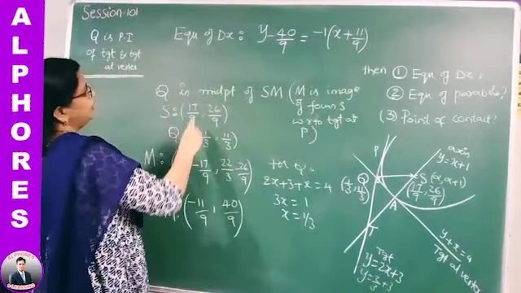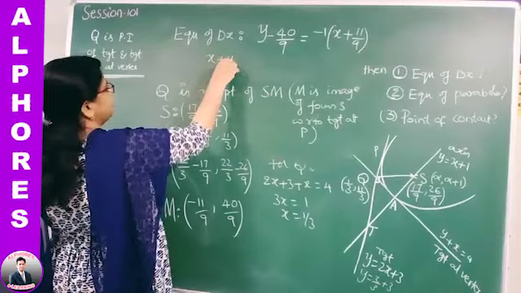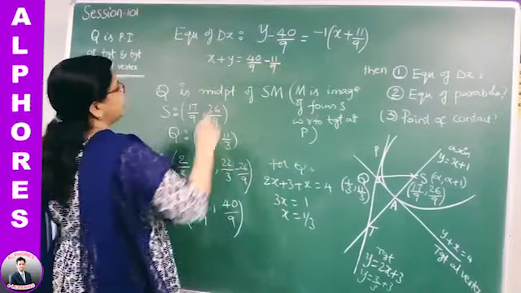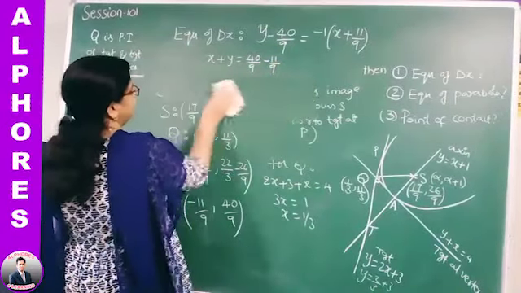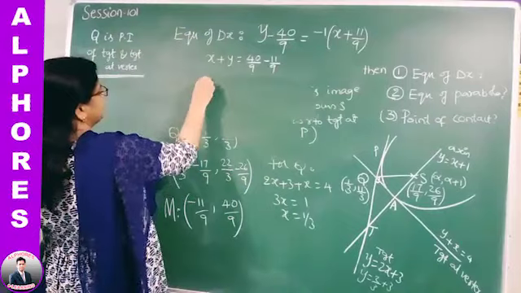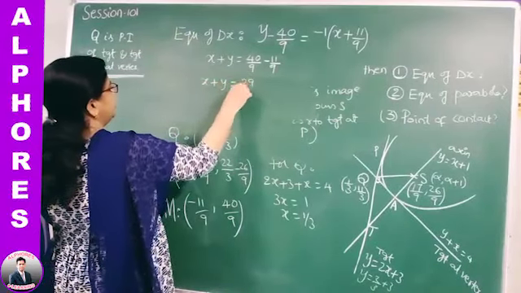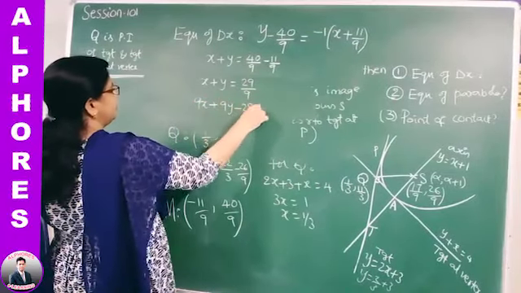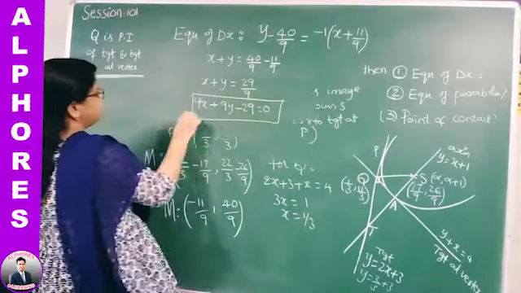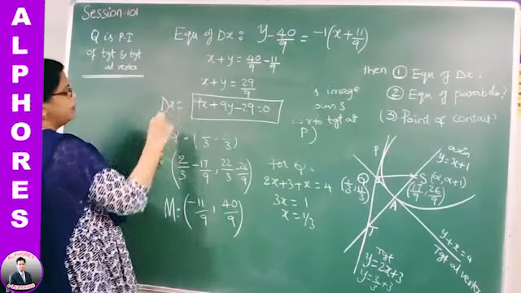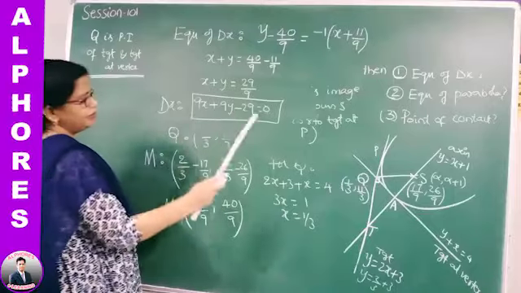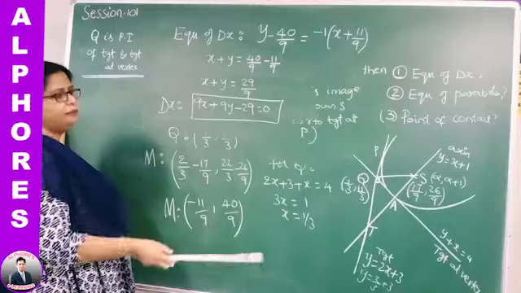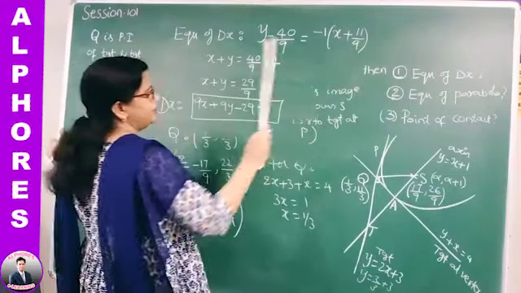Now if I write the values on one side, x plus y equals 40/9 minus 11/9. That implies 40 minus 11 means the value is 29. So x plus y is equal to 29/9, which implies 9x plus 9y minus 29 equal to 0 is nothing but our equation of the directrix. Now students, you came to know the equation of the directrix and you know the focus coordinates, so just make use of the concept SP equal to PM, thereby you can find the equation of the parabola.